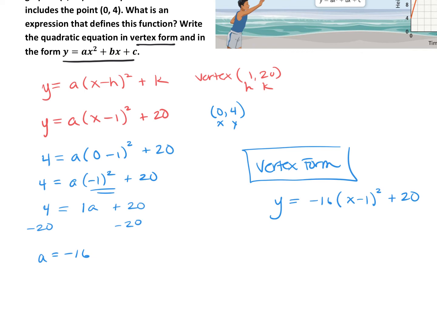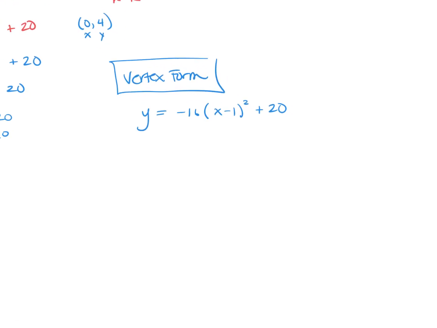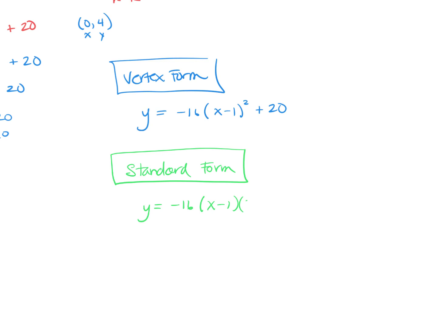Okay, they also want us to write this equation in the form y equals ax squared plus bx plus c. So I'll just go ahead and say, hey guys, that is standard form. So how do we get vertex form into standard form? We saw this at the end of the last video. We're just going to take our vertex form and multiply it out. So we're going to take our y equals negative 16 times (x minus 1) squared. I'm just going to go ahead and write out that binomial, (x minus 1) times (x minus 1), plus 20 on the end. We're going to go ahead and multiply out that (x minus 1) times (x minus 1).